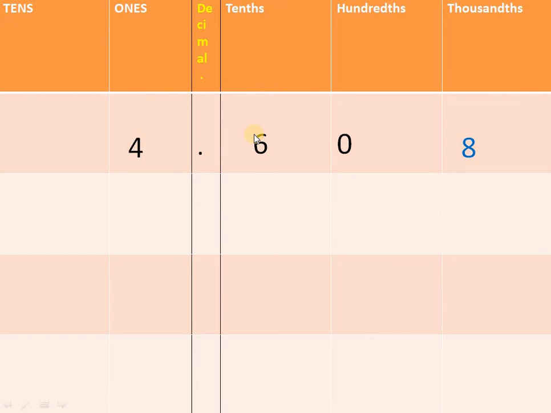Now the last part of this question, part D, 4.608. You will always read it like this, 4.608, not 608. That is incorrect. What is the place value? Let's see. 4 is at the ones place. Now the decimal. 6 is at the tenths place, 0 at the hundredths place, and 8 at the thousandths place. So you will write down the place value of 8 is 8 thousandths.